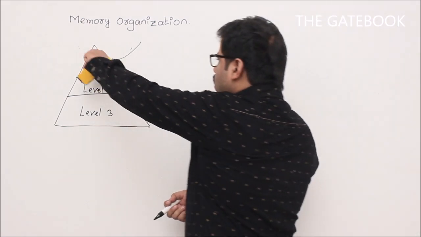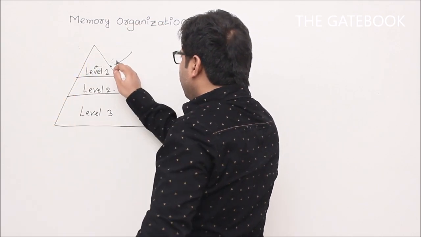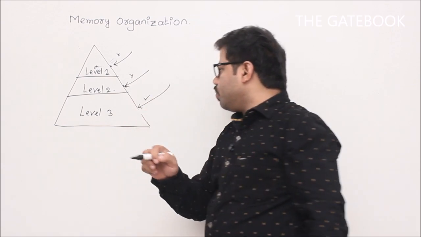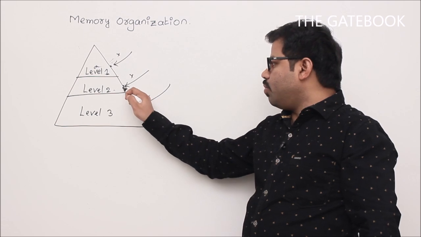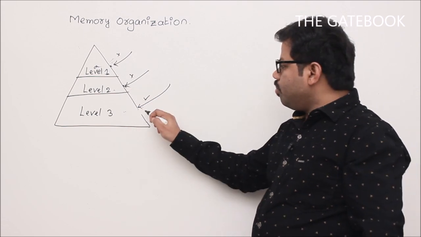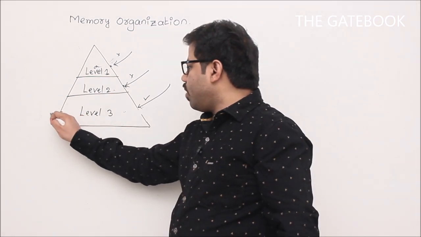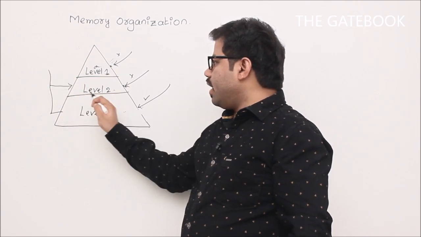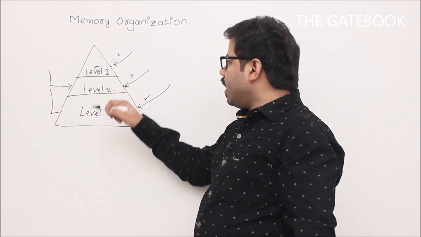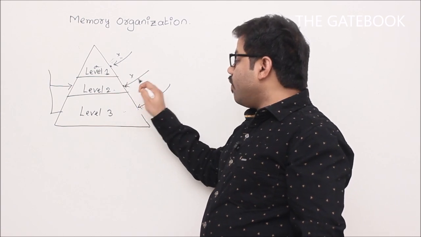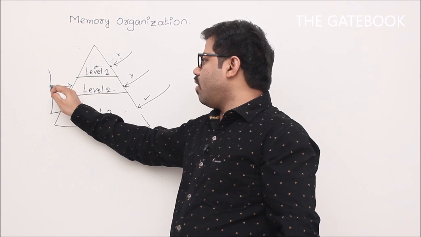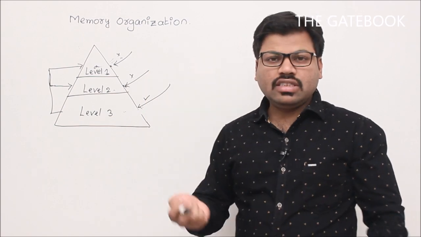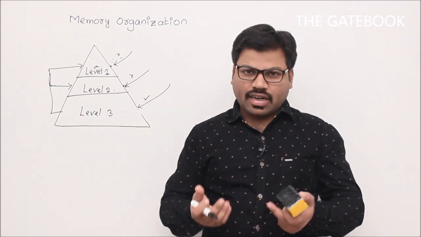Sir, what if data is not available in level 1, not available in level 2, but available in level 3? Then what are we going to do? Simple. Since data is not available in level 2 but in level 3 it is available, first step, transfer the data from level 3 to level 2. Now data is available at level 2, right? Now it's like data is not available in level 1, data is available in level 2. What do you do? We move data from level 2 to level 1. Then now data is available in level 1. Then you access it. So this is the way your memory is typically organized and accessed.